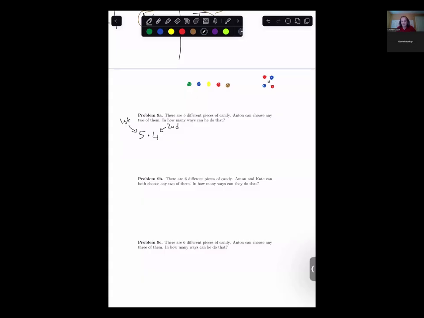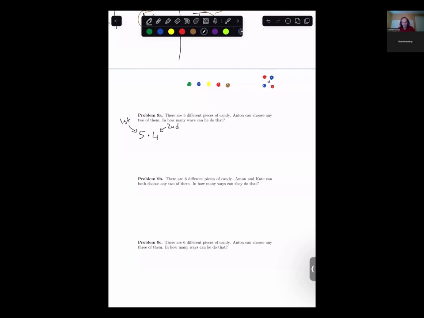So I don't really care in which order I pick them. So the question is, in how many different ways can Anton choose two candies, right? It's not like he's picking one and then picking a second, and we don't need to keep track of which one was first and which one was second.